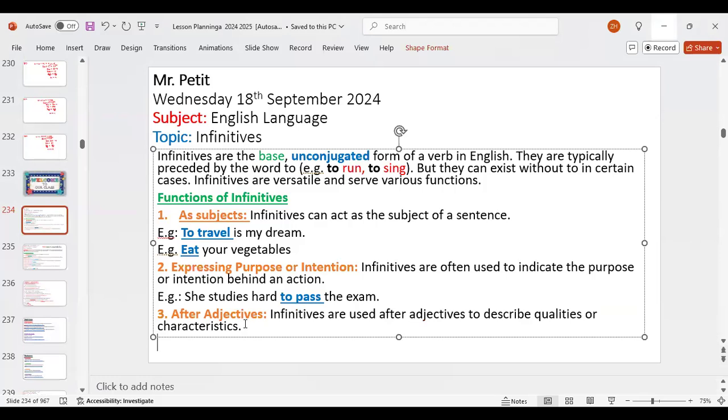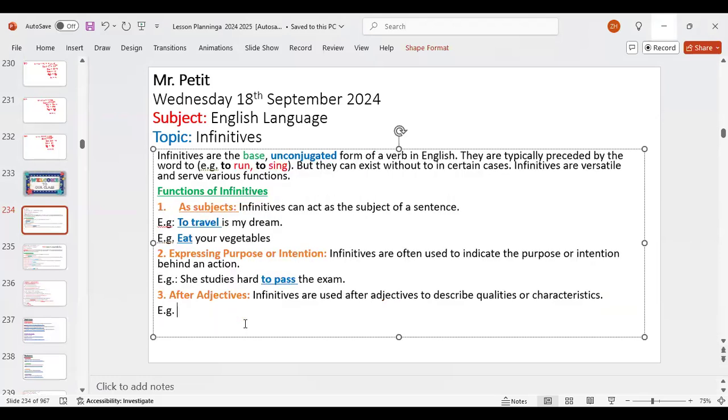So, for example, we can say he is eager. What's the adjective in this particular phrase so far? He is eager. What's the adjective? Eager. Eager is describing it. He is eager. And then how are we gonna finish it off with an infinitive? To what? To complete his course. To complete his course, we could say that.